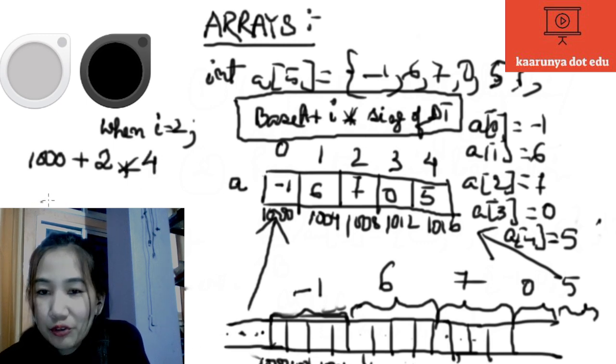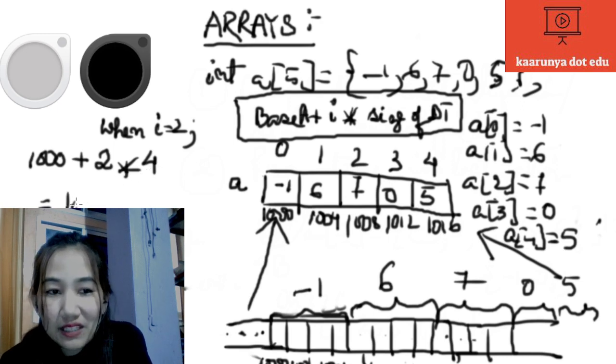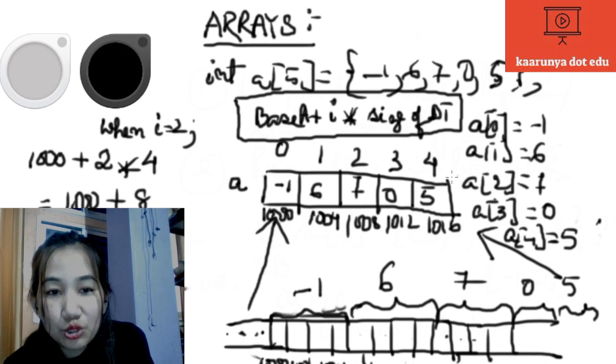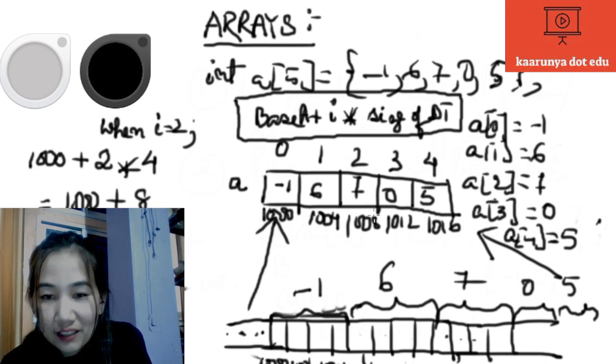Following the BODMAS rule, we have to do the multiplication first, right? So 1000 plus 2 times 4, that is 8, which is 1008. Yes, we got our answer. At index 2, our address is 1008.